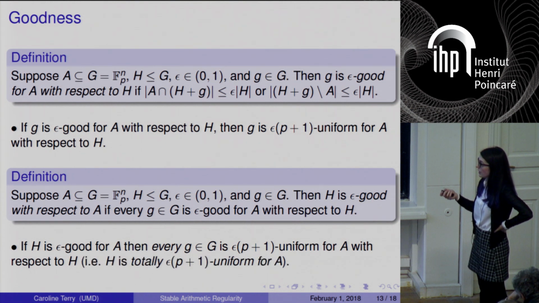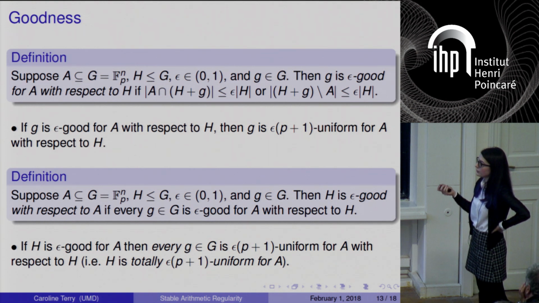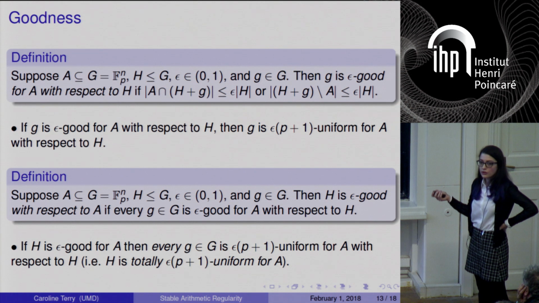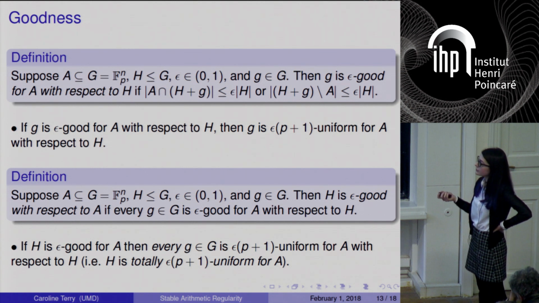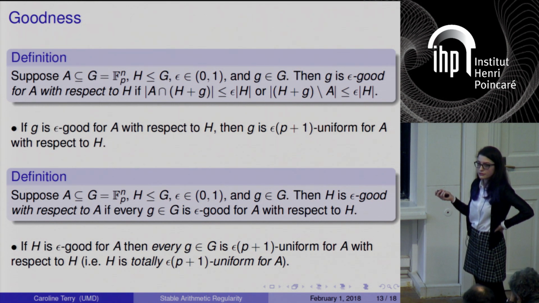When that happens, I'm going to say that H is totally epsilon p plus 1 uniform for A. Remember, the non-uniform elements are like our irregular pairs. So totally uniform is our way of saying no irregular pairs. And this is saying if H is epsilon good, then there are no irregular pairs.